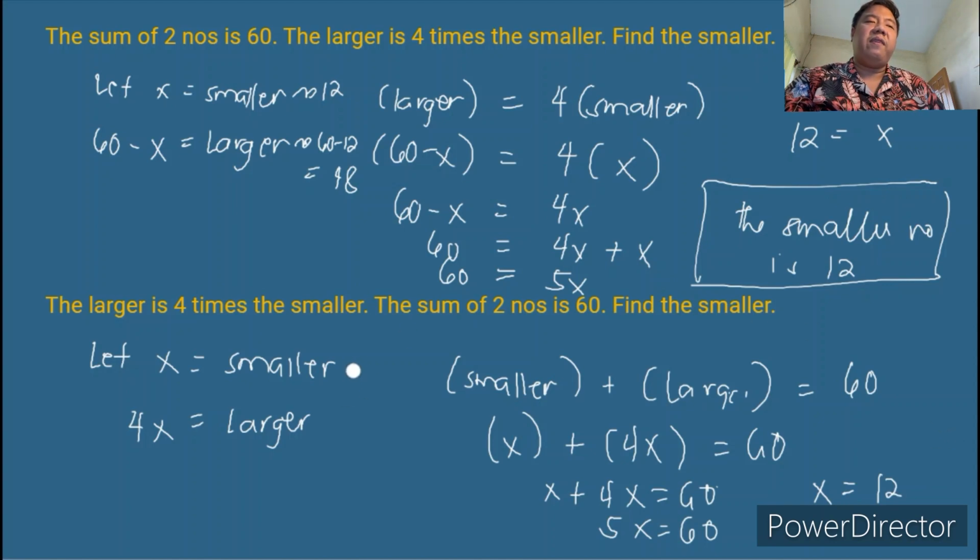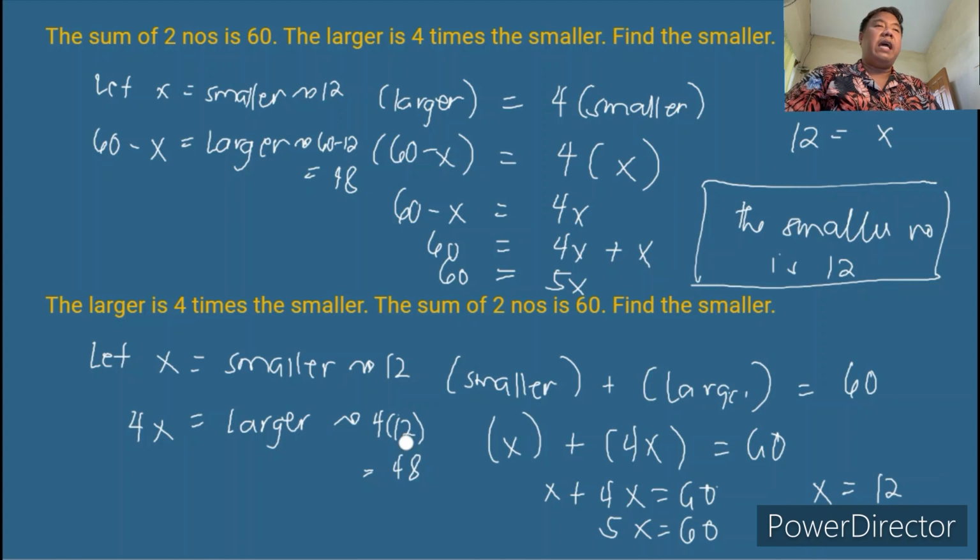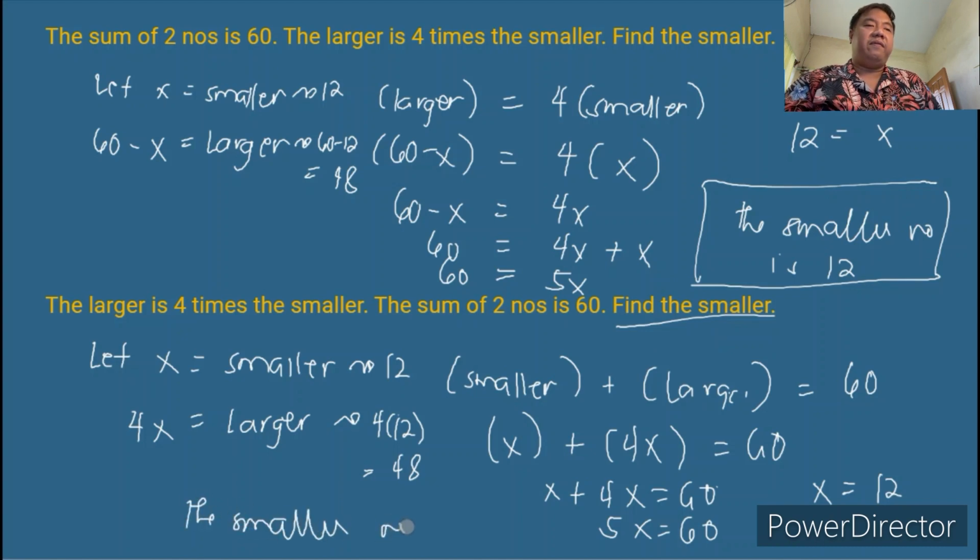So, balikan natin representation. Smaller is 12. And what is the larger? 4 times 12 is 48. So, parehong-pareho pa rin po. So, kung saan po kayo masanay sa tingin ninyo para ma-solve yan, okay lang po sa akin. But still, magkakapareho pa rin naman po tayo ng final answer. The smaller number is 12. Very good. Okay?